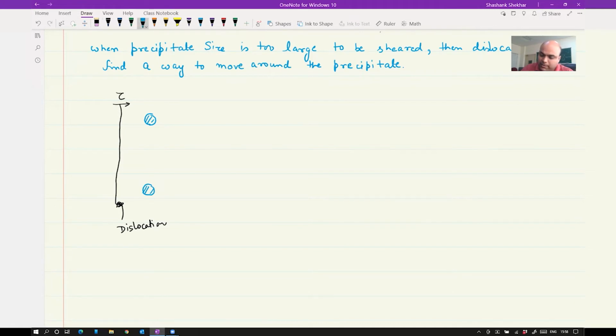Okay. So let me first draw the precipitates so that I can show the sequence. Okay, so all these are your precipitates. Now let me move the dislocation near them. As soon as it reaches them, it is going to bow, something like this. Okay. So this is, say, situation number one. In situation number two, the dislocation is bowing, okay? Now what will happen? After some time, it will bow more. So the situation is going to be something like this.